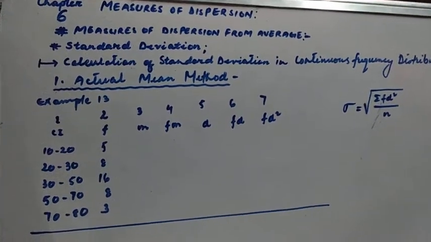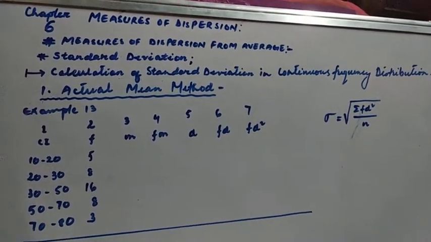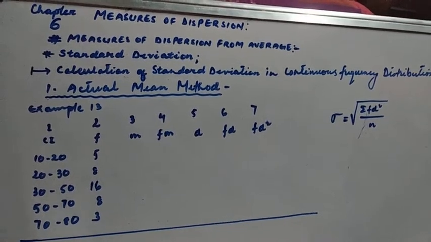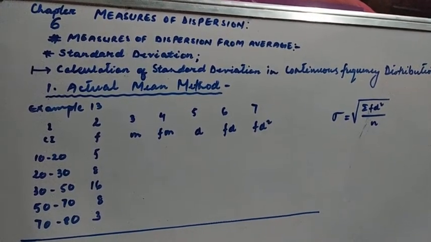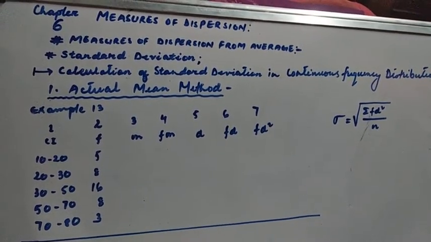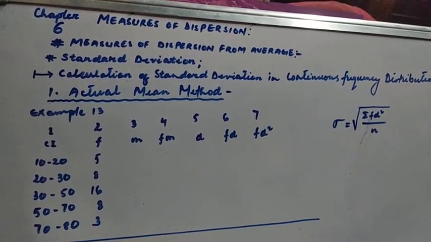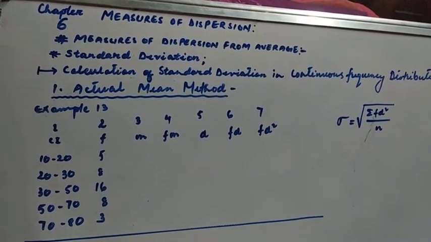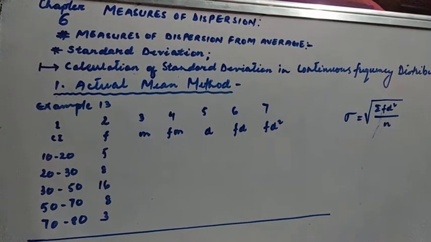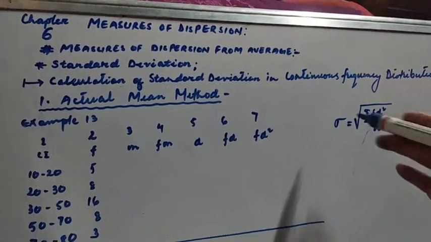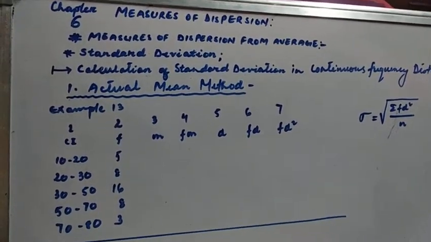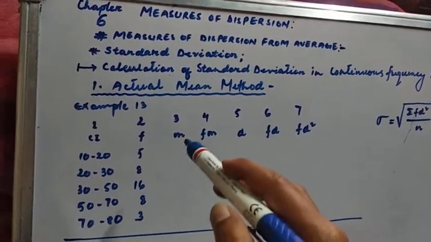So standard deviation for continuous frequency distribution. We have discussed standard deviation for ungrouped data. Now it is for continuous frequency distribution. The first method is the actual mean method.